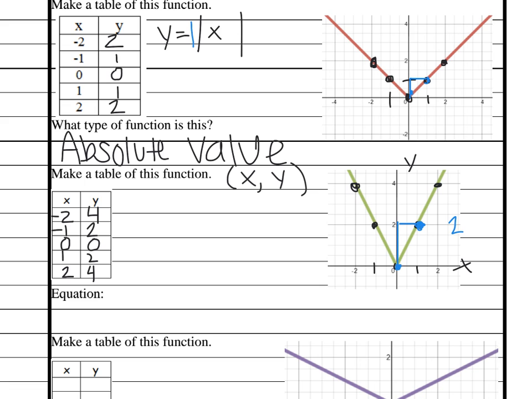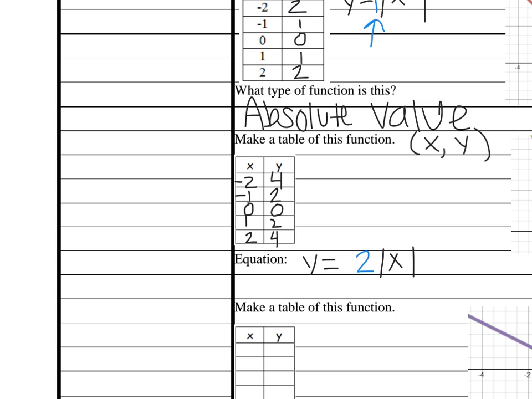So this will give us a stretch of 2. In our equation, we would write that in the same spot we did up here. We still have y equals and the absolute value of x, only now we need to incorporate this 2 to show our stretch of 2. So y equals 2 times the absolute value of x is our equation. There's another way to find this missing value, this stretch or shrink, which we call an a value. You take your equation, y equals a times the absolute value of x, and we plug in a number for x and for y.